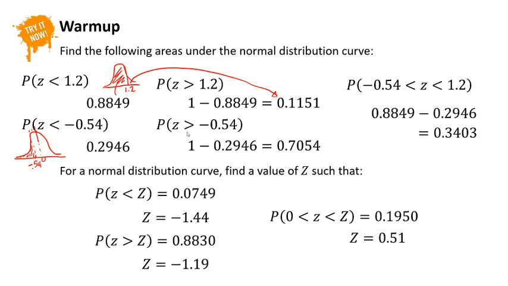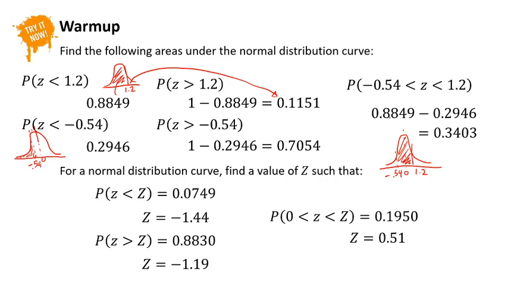Here we're trying to find the area under the curve to the right of negative 0.54. That's going to be 1 minus 0.2946, or 0.7054. And then lastly, this area over here, we are looking again at a normal distribution between these two thresholds. Let me put the 0 in here first. Here's 1.2 over here, and here's negative 0.54 over here, and we're trying to find the area in between these two.